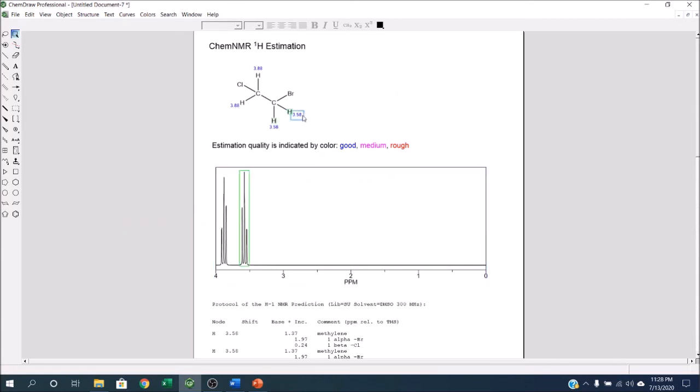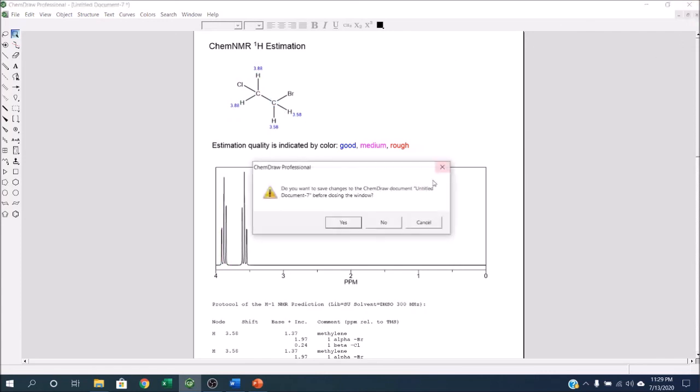This one's kind of neat because it shows you that the hydrogens that are closest to the bromine are more deshielded. We expect that. Bromine's a very electronegative atom and pulls electron density off. Chlorine is even more electronegative, and so it pulls even more electron density off. So it gives you kind of the expected shift values.